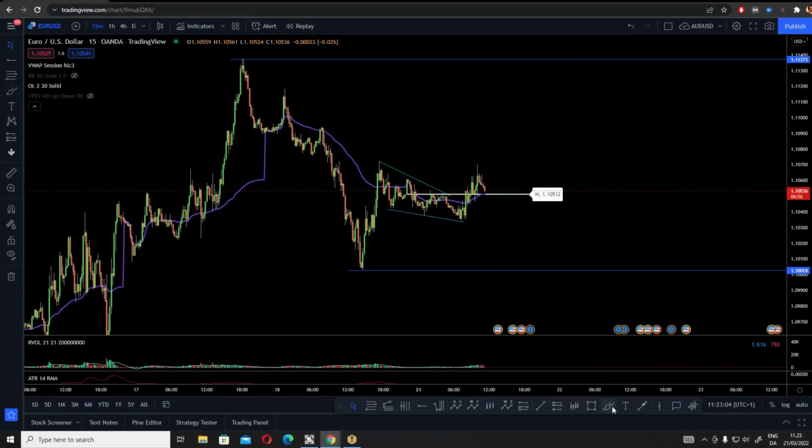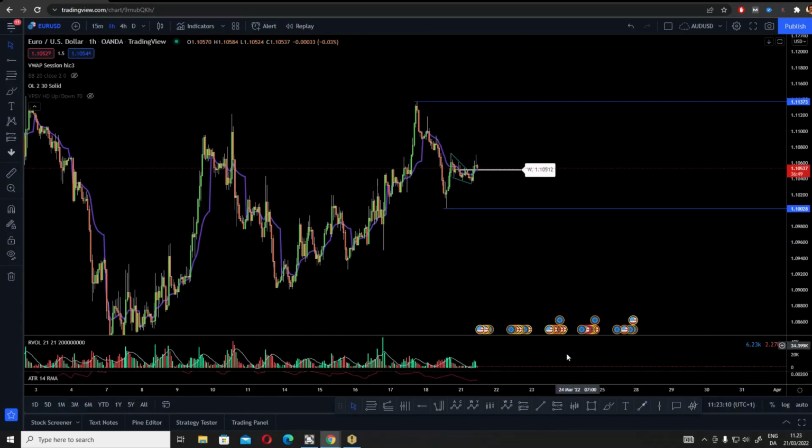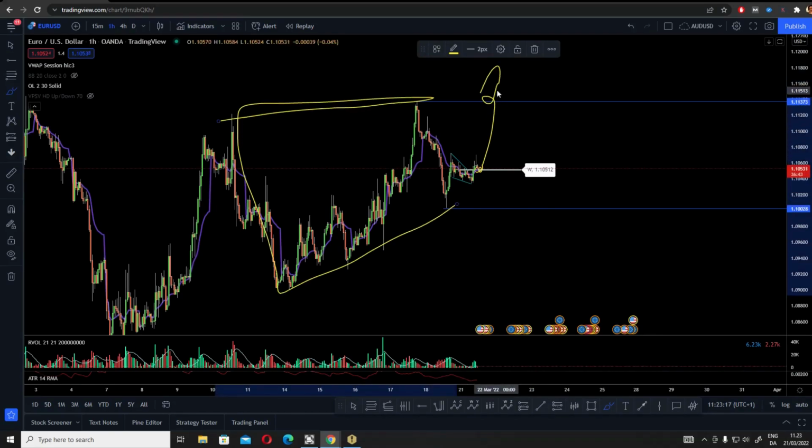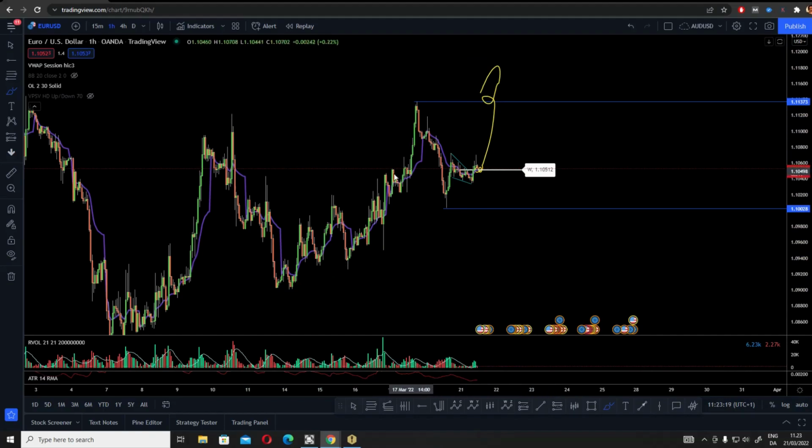But if we start breaking down, then I'll be patient and wait, because as I said, I'm looking at two scenarios: either a continuation right now from this point to come up and to complete this structure, or perhaps we're looking at something more complex.